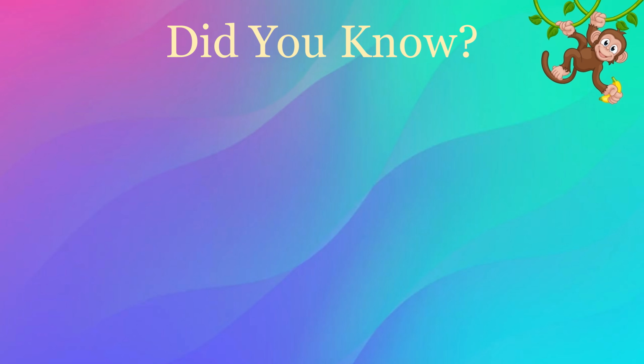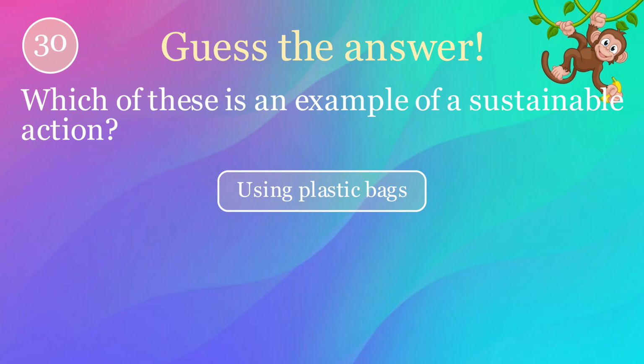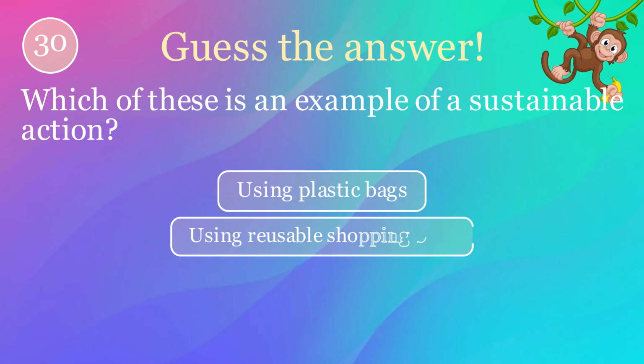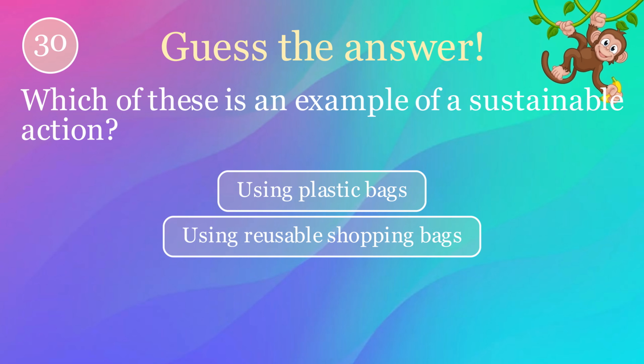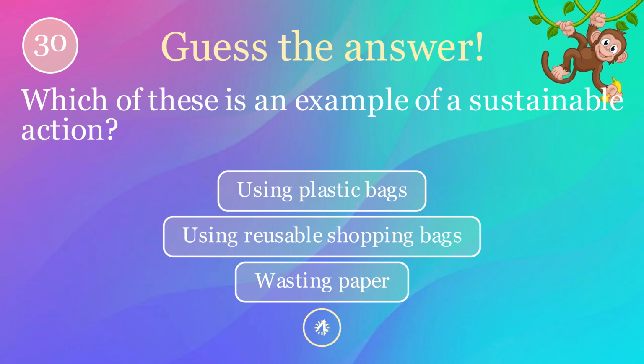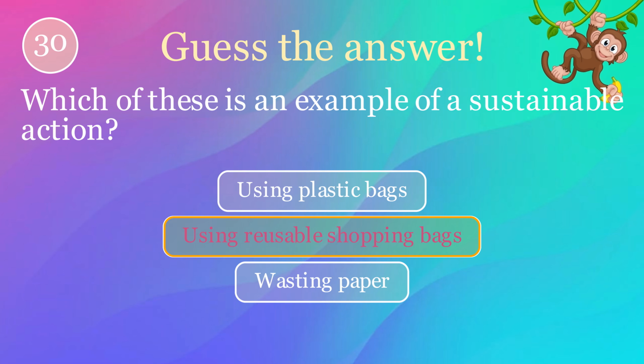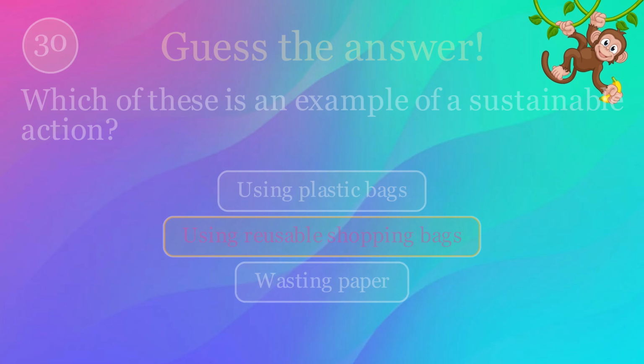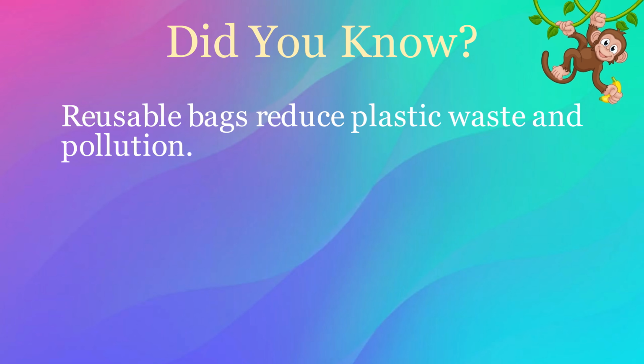Which of these is an example of a sustainable action? Using plastic bags. Using reusable shopping bags. Wasting paper. The correct answer is using reusable shopping bags. Here's an interesting fact: reusable bags reduce plastic waste and pollution.